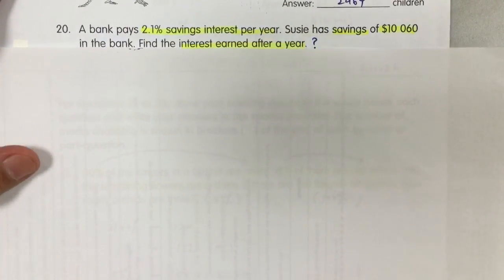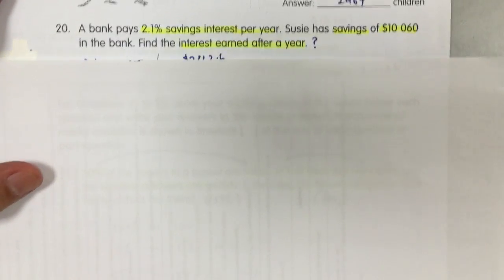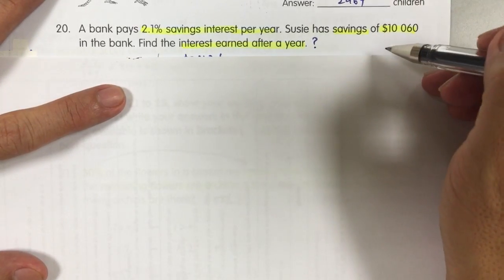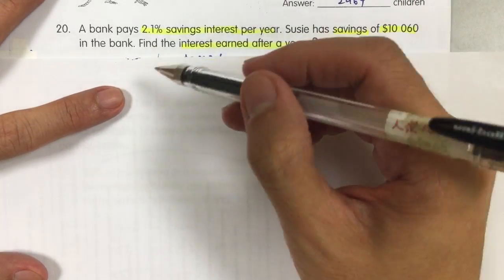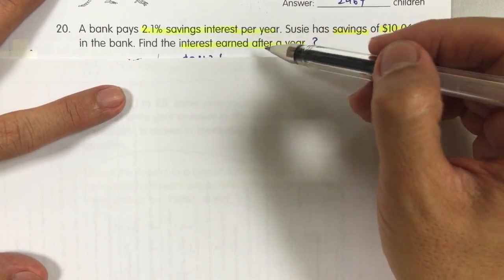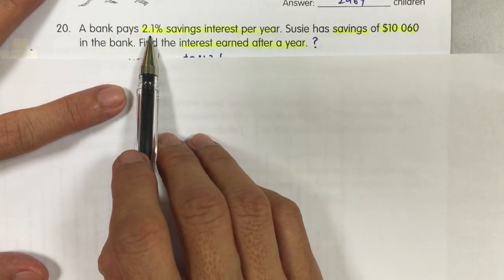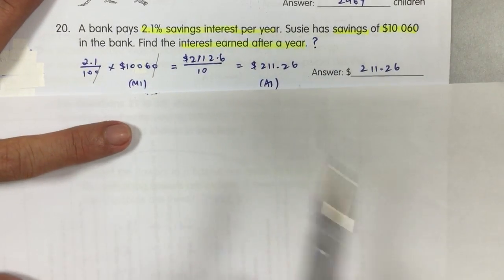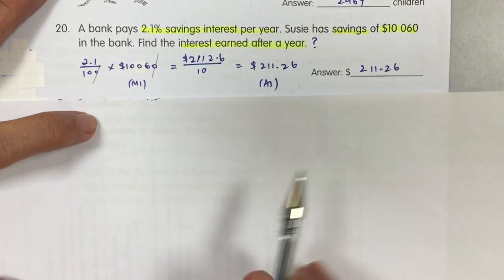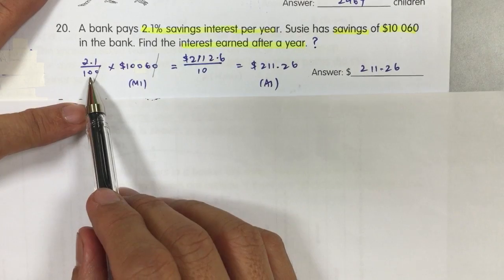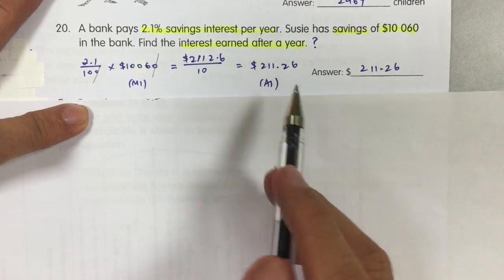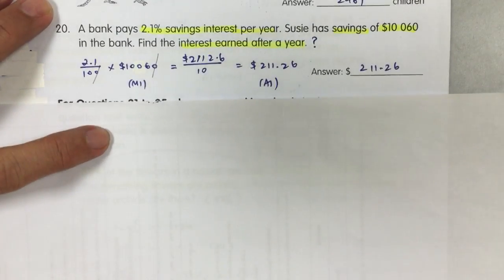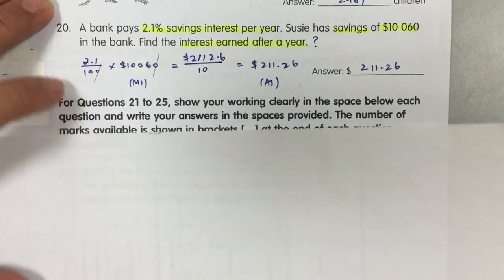Question 20. A bank pays 2.1% saving interest per year. Susie has savings of $10,060 in the bank. Find the interest earned after a year. So you just take 2.1% multiplied by the amount he has in the bank. So you have this. You can just use calculator. 2.1 divide 100 times this amount. Straight away you can work out will be this. $211.26.